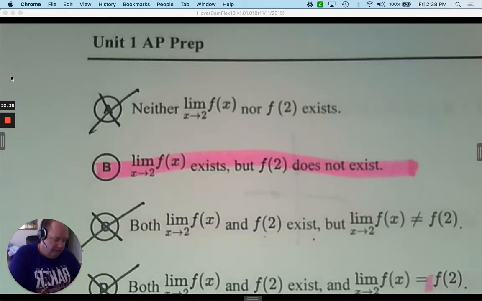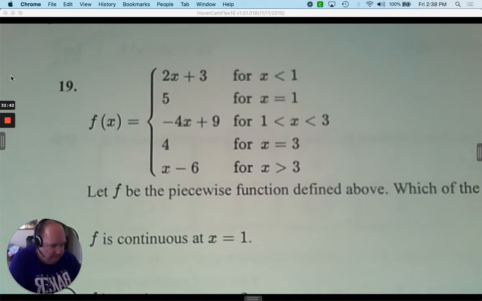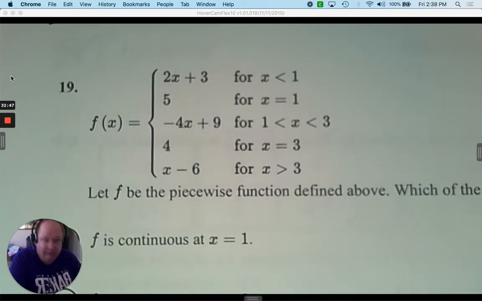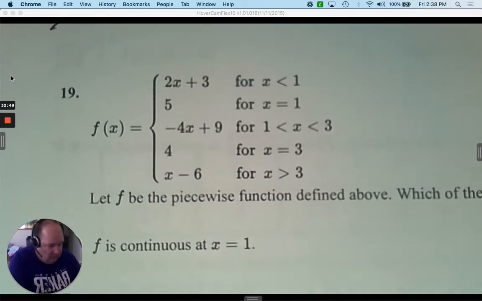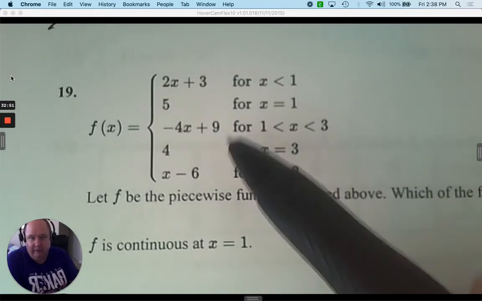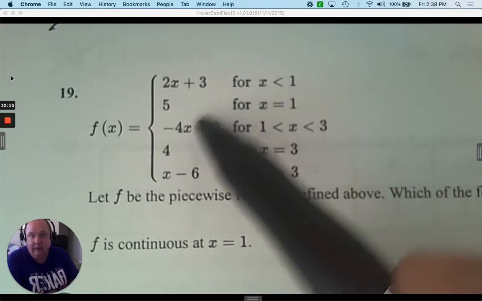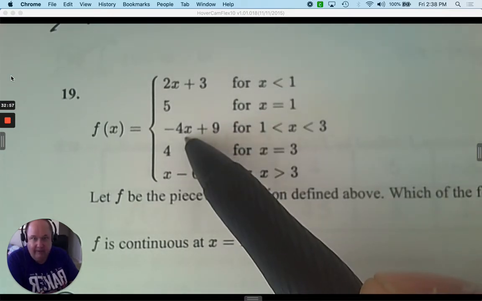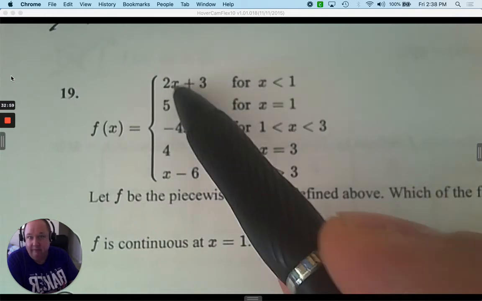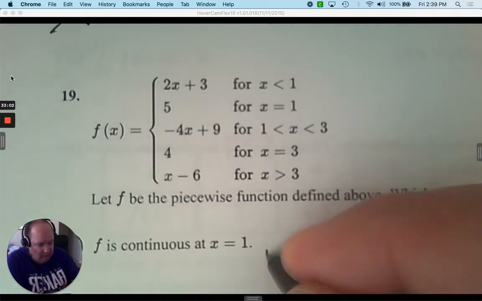Look at number 19. So if it has a little calculator symbol, we'll use a calculator. Let f be this piecewise function defined above. Which of the following statements is false? So if this was continuous, then if I plug in 1 for each one of these. So if I plug in 1 here, then the answer is 5. Plug in 1, it's 5. So this one is good.